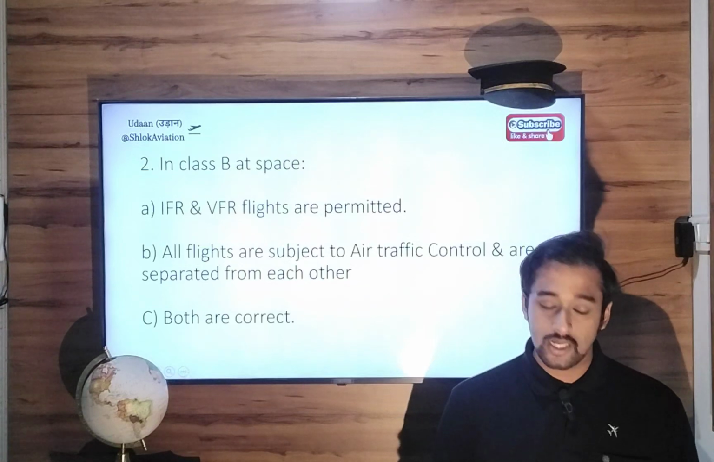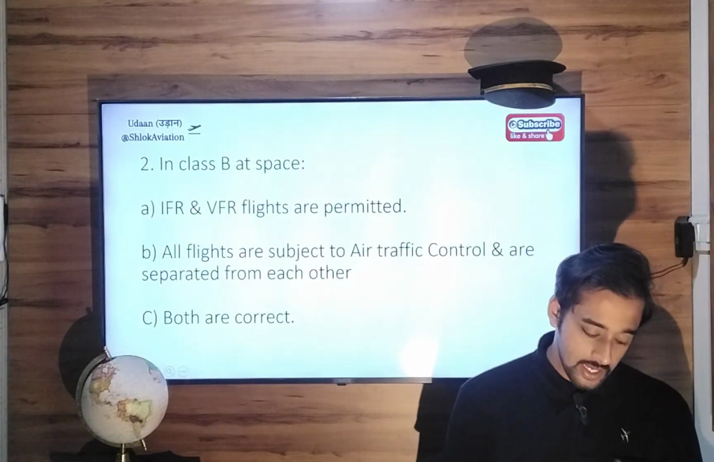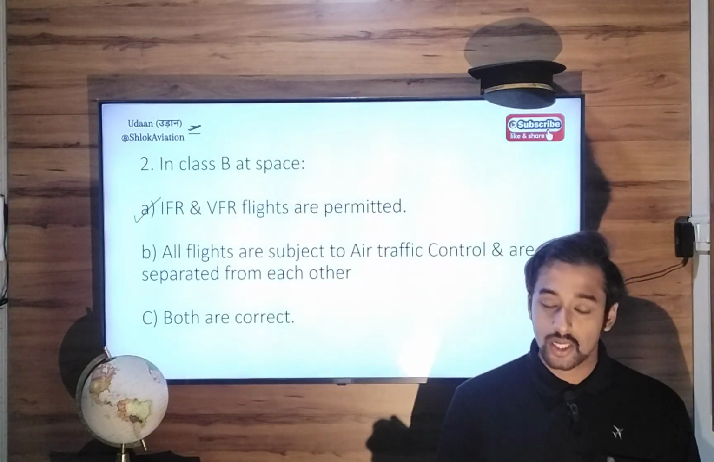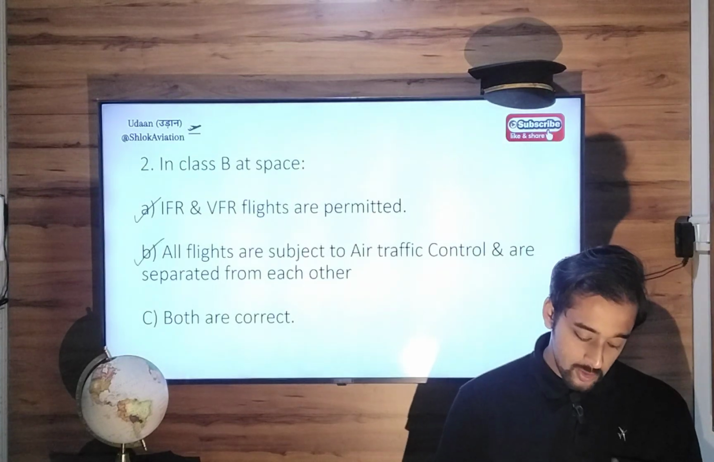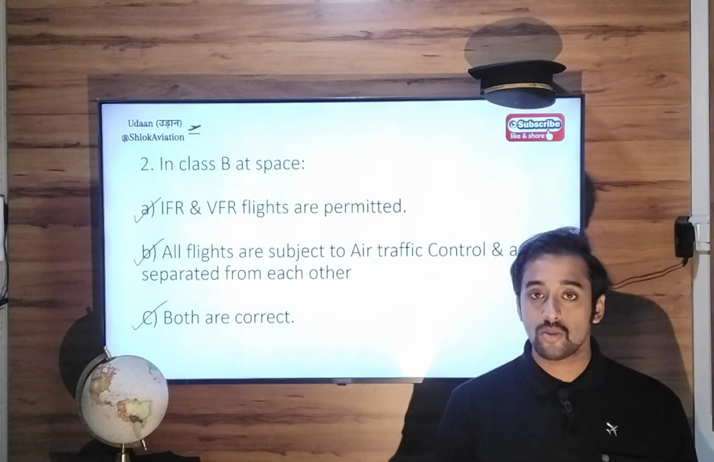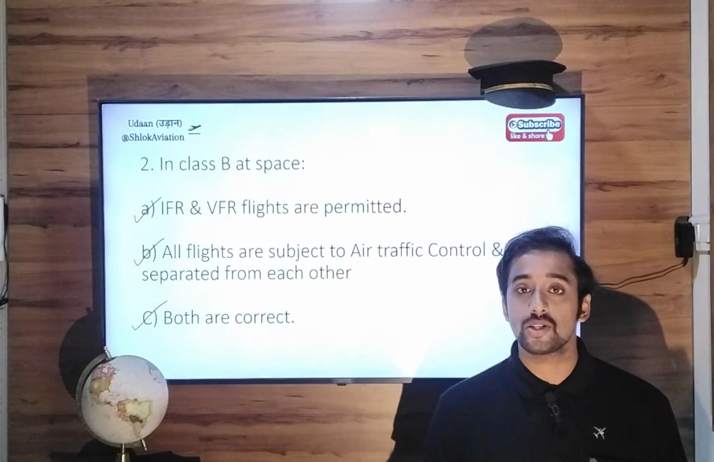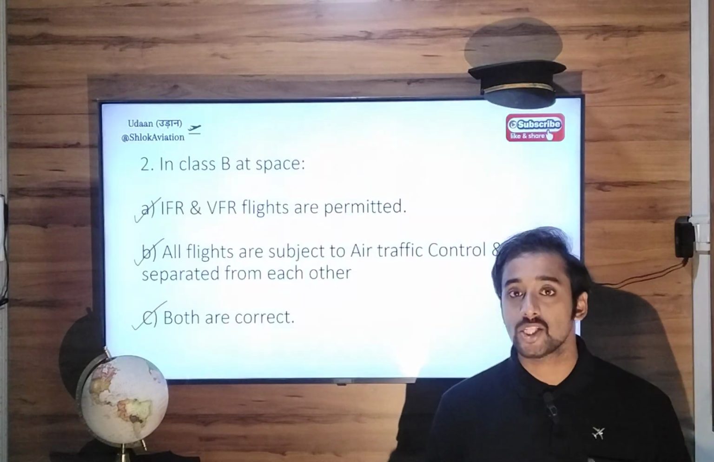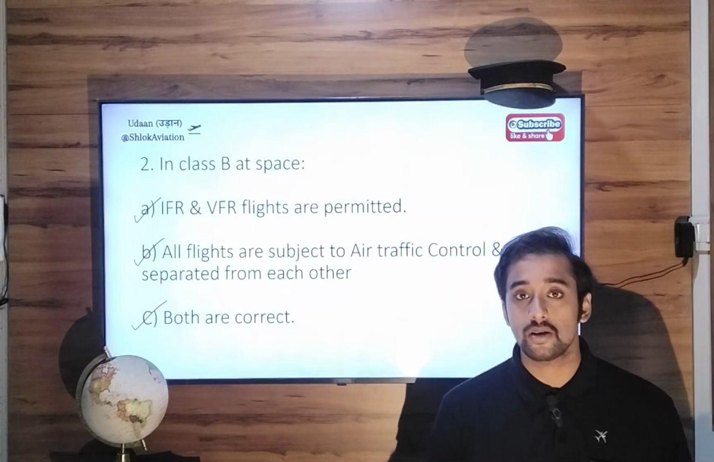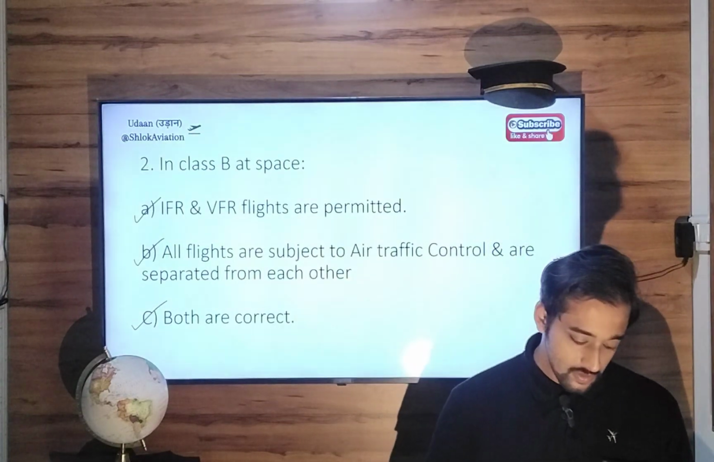In class Bravo airspace, very important. IFR and VFR flights are permitted, yes. All flights are subjected to ATC control and are separated from each other, yes. So option C is the correct option. So both IFR, VFR flights are permitted, but VFR flights must obtain specific clearance before entering class Bravo airspace. Without obtaining that clearance, you cannot enter class Bravo airspace.